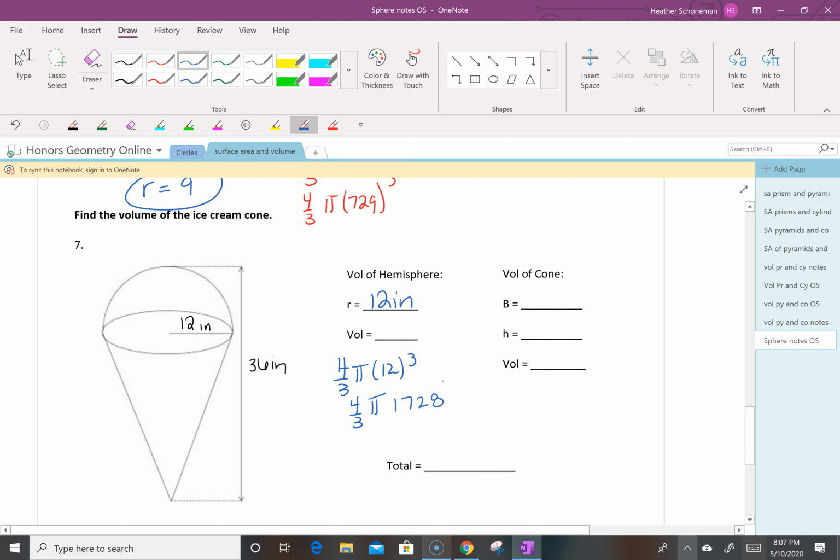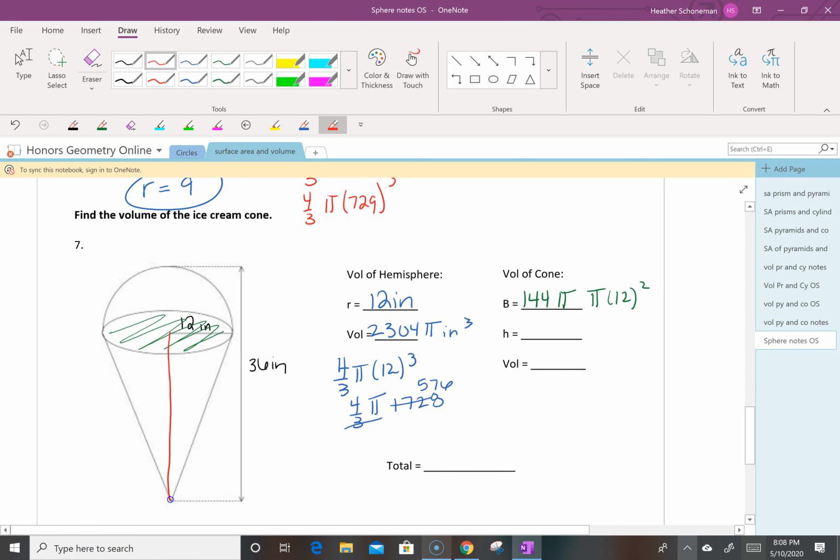Divided by 3 is 576. Times 4 is 2304 pi inches cubed. Okay, now let's do the cone. So the cone, well, here's the base of the cone. It's upside down from the ones we've been looking at, but that doesn't matter. Okay, so the radius is 12, so the area of the base would be pi times 12 squared, which would be 144 pi. Okay, now we have to figure out the height.